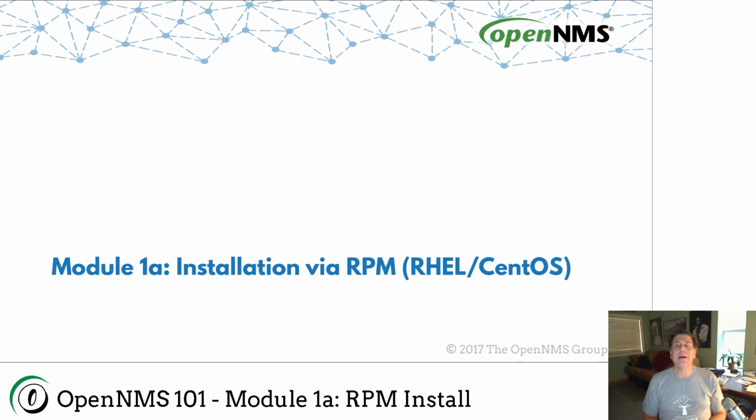Now, OpenNMS can be installed on RPM-based distros such as Red Hat Enterprise Linux, as well as Debian-based distros such as Ubuntu. They're slightly different, so in this installation we're going to cover the RPM version. We'll have another installation video on the Debian Ubuntu version.